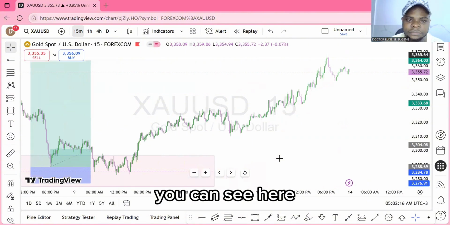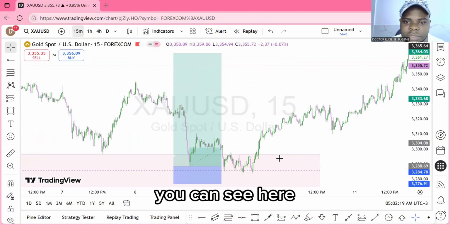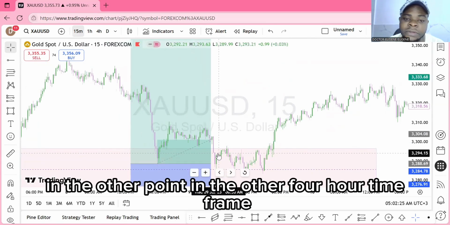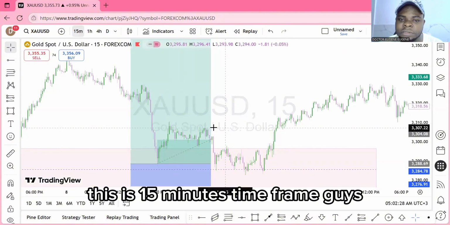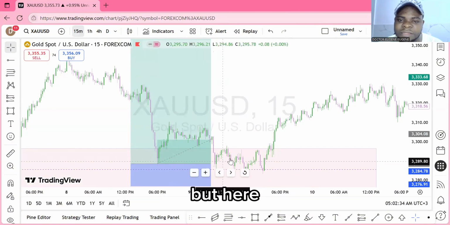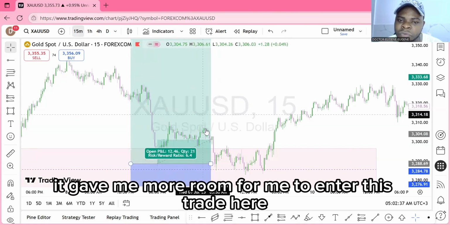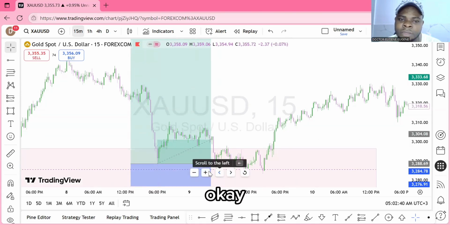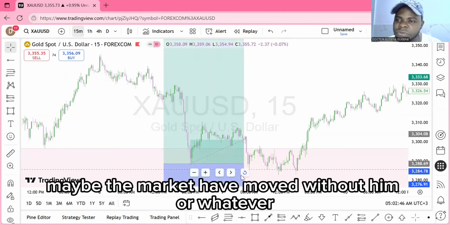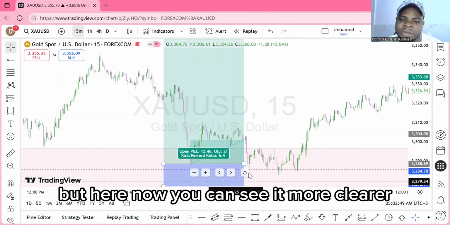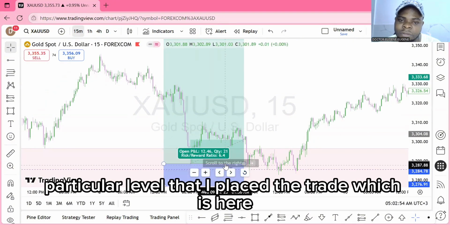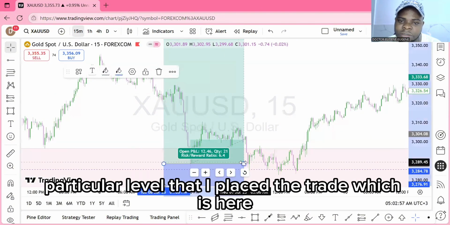You can see here, in the other 4 hour time frame, this is the 15 minutes time frame, guys. In the 4 hour time frame, all this candle here is like one candle, but here it gave me more room to enter this trade. Because if you are seeing it in the other time frame, it will be like maybe the market has moved without you. But here you can see more clearly that the market still comes back to this particular level where I placed the trade, which is here.